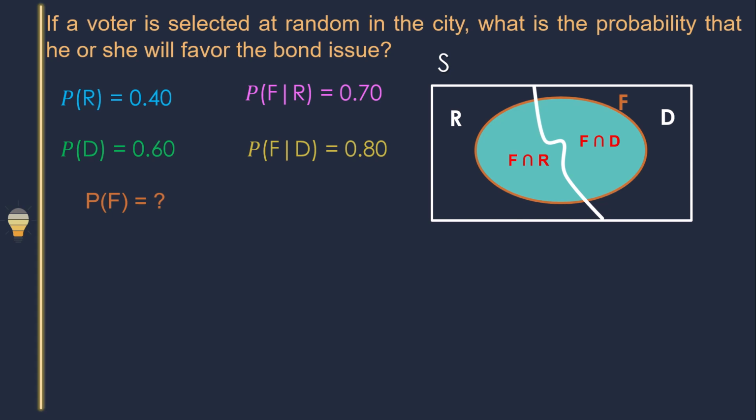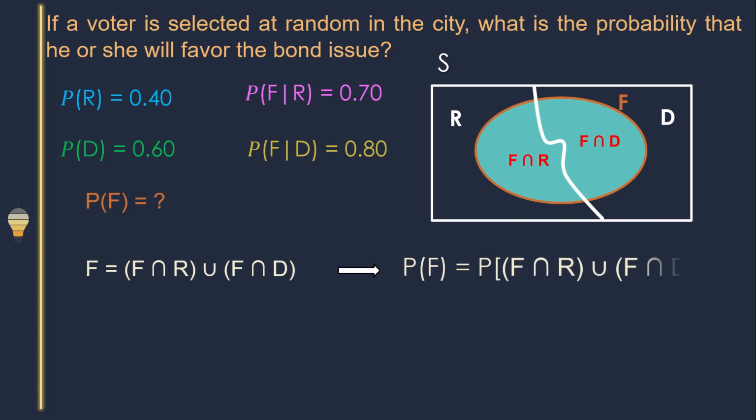So, F has only 2 disjoint events. What are those 2 disjoint events? F and R, in favor and Republican, and F and D. So now it is clear we can write down F as a union of these 2 events. Now how do we find the probability of F that they are asking? So probability of F is probability of F intersection R union F intersection D.